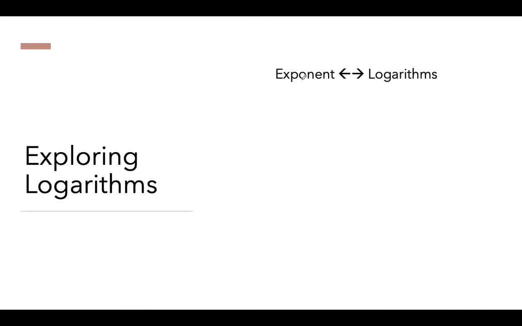Now, let's explore the difference between exponent and logarithm. So we understand that, for example, in an exponent form, 2 to the 3, 3 is the exponent and 2 is the base. So what this really means is that 2 times 2 times 2 is equal to 8.